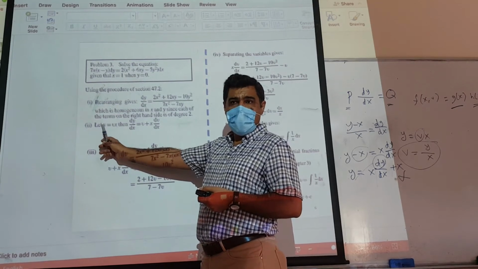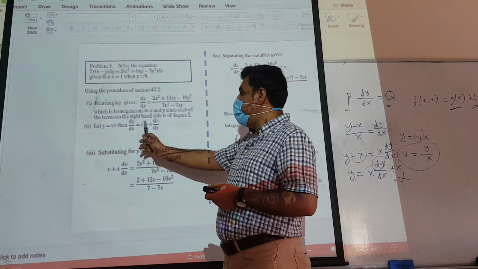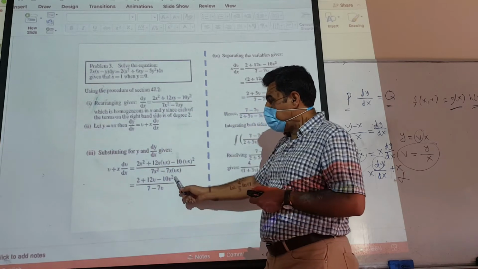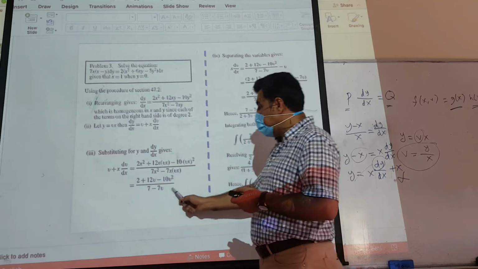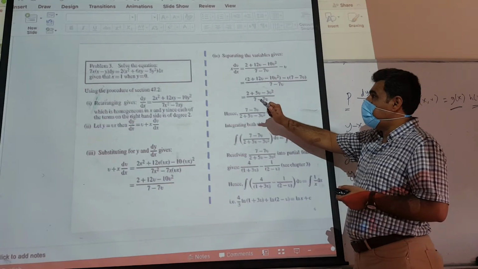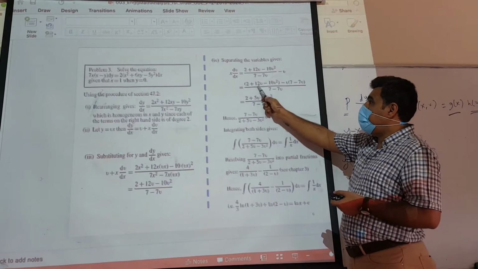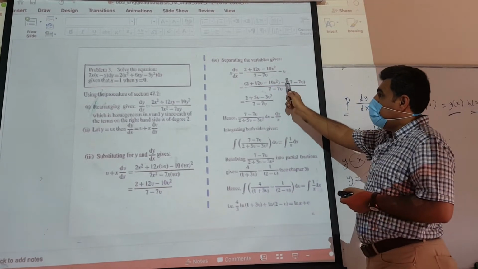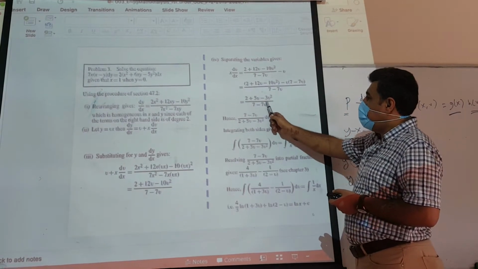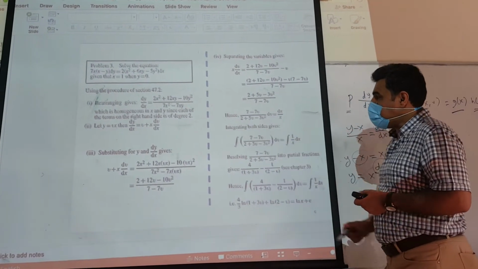The assumption of y is equal to vx, the derivative, then substituting these values in the main equation, simplifying, separating the variables, okay, we will reach this equation. You see, those are steps. You have this, you reach this position. Now, we have as a result this one.